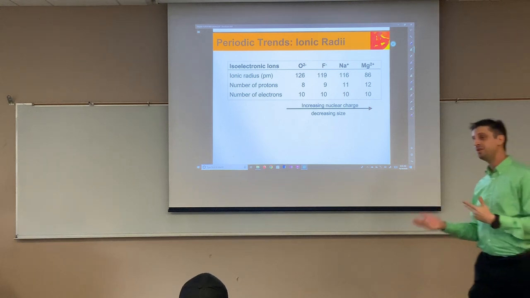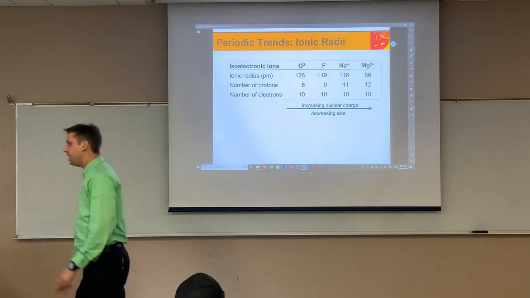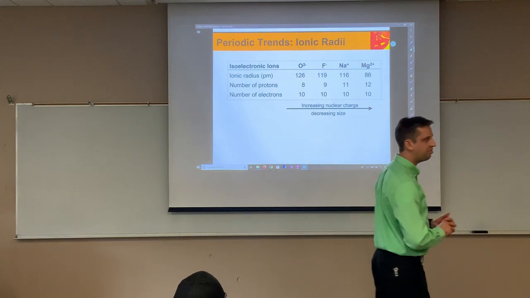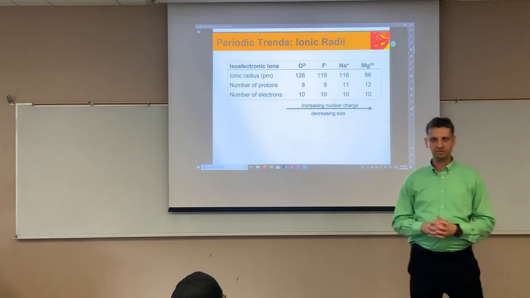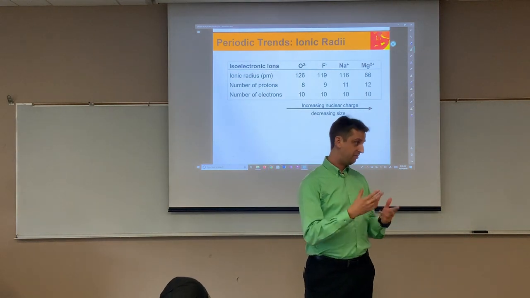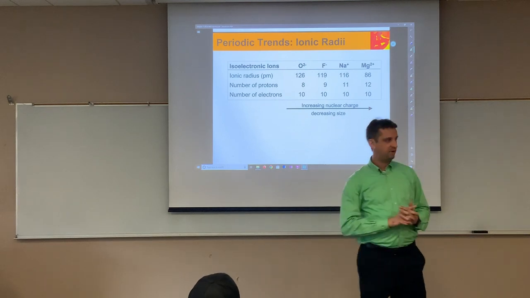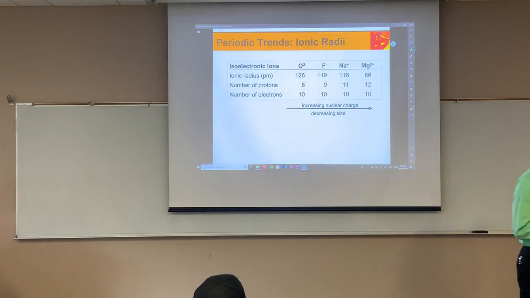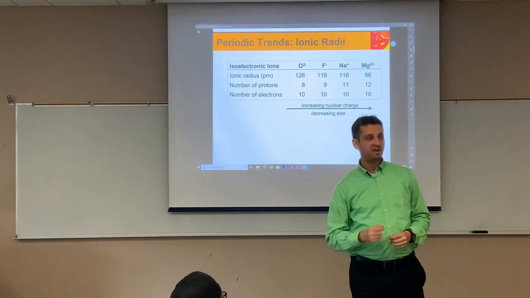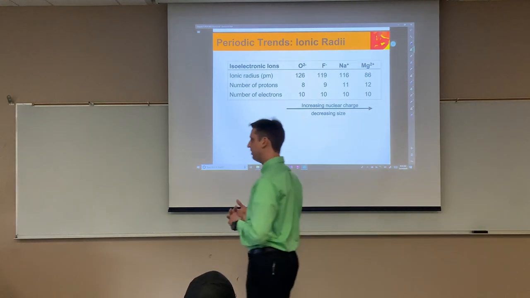So typical questions that come out of these ideas is I will throw you a list of either neutral elements or a list of ions and say arrange them from greatest to smallest radius, or which of these will have the smallest radius. So you are qualitatively assessing the size of these ions. I don't need you to remember that magnesium has an ionic radius of 86 picometers. But I do need you to be able to explain why it has a smaller radius. That's going to be important.